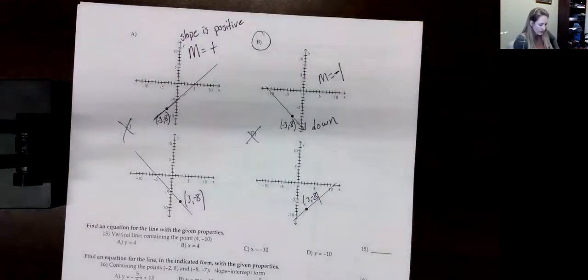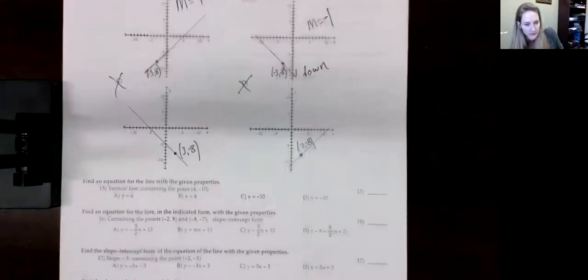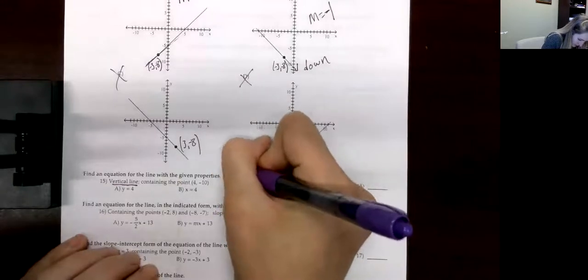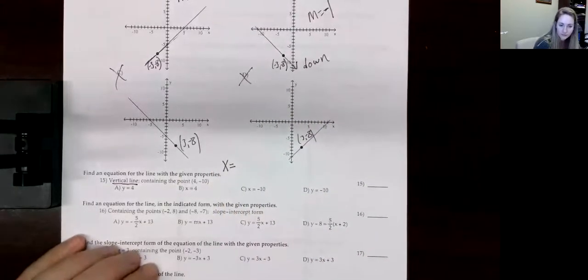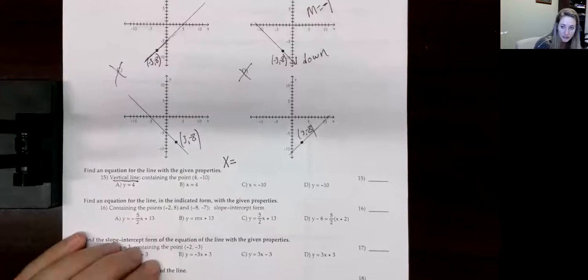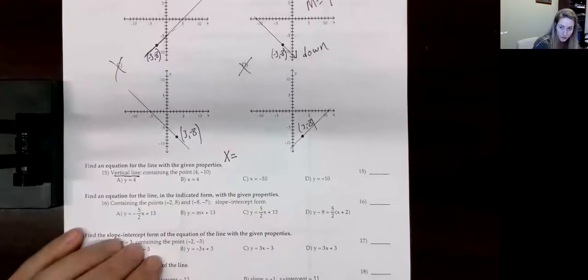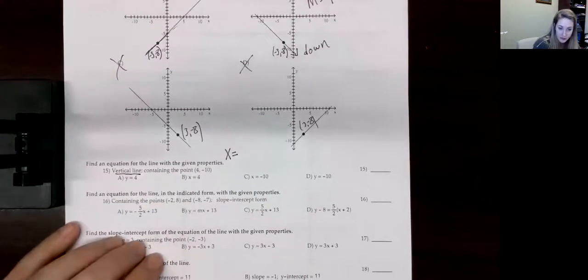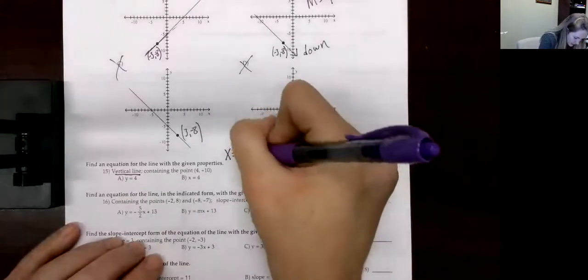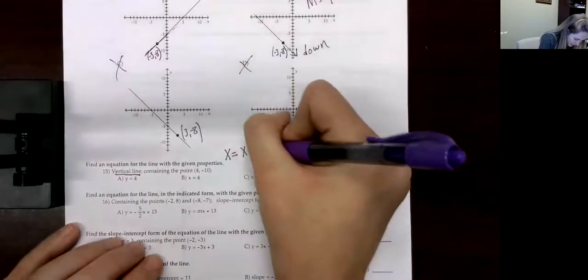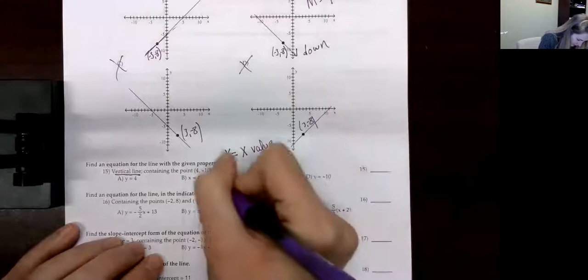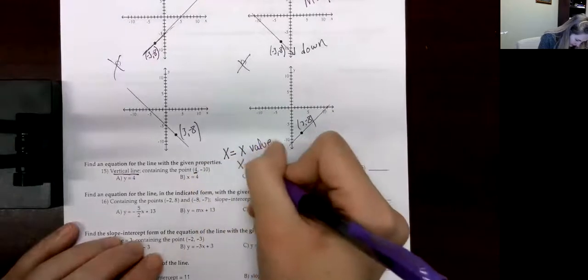A vertical line containing the point 4, -10. So vertical line is going to be x equals. Vertical lines have undefined slope. So it's just x equals, and it's going to be x equals the x value. So our x value is 4, so it's x equals 4.